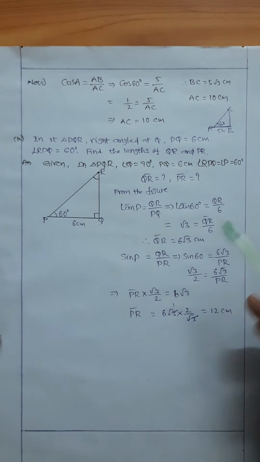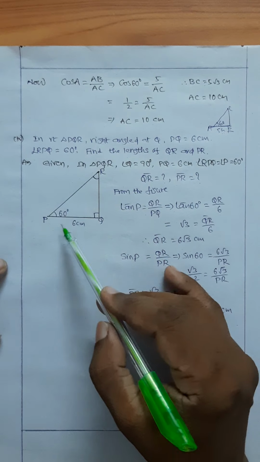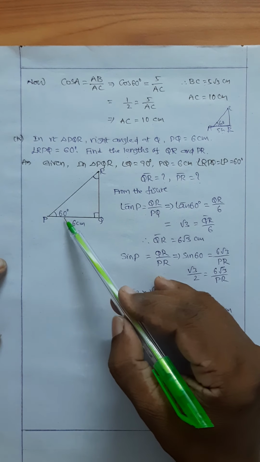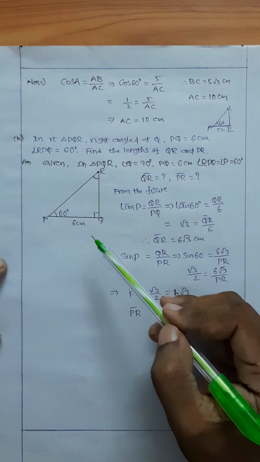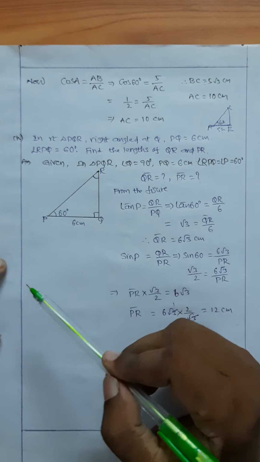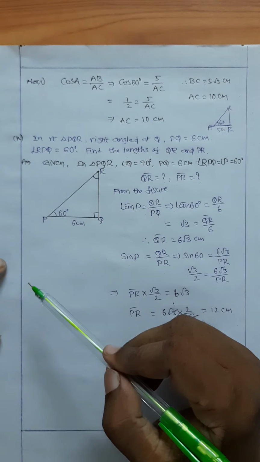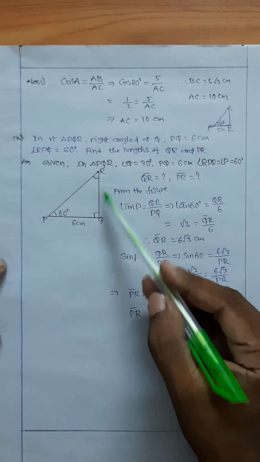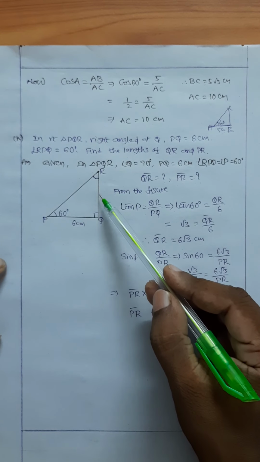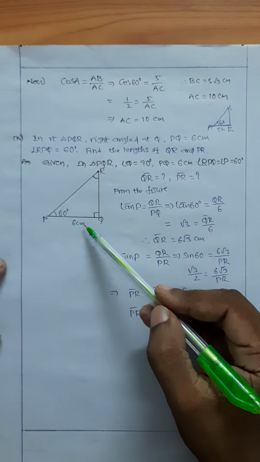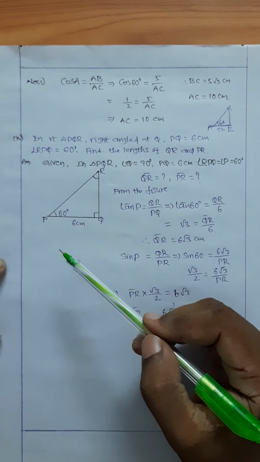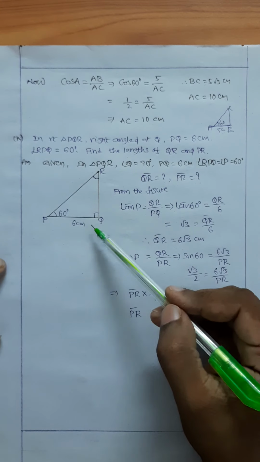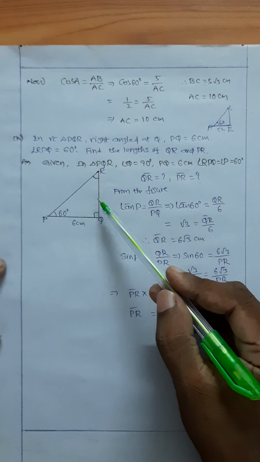So another problem is there. In right angle triangle PQR, it is given that it is right angle at Q and angle P is 60 degrees. Then find the lengths of QR and PR. Same kind of problem. You know that angle P is the acute angle. To know QR, you should involve this side and this side. That means you have to call trigonometric ratio tan. Tan 60 is equal to tan P is equal to QR by PQ.